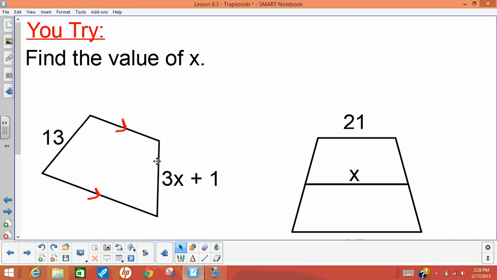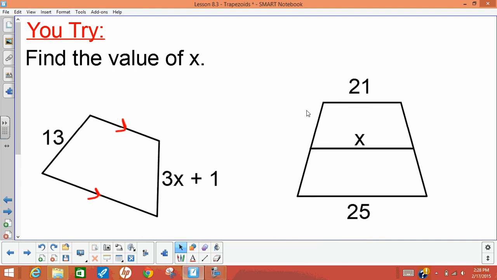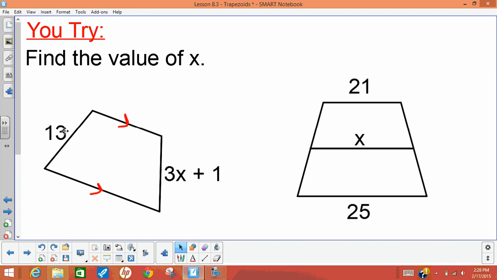So I want you to try each of these. I should tell you that in this first one, this is an isosceles trapezoid, so those two legs are congruent. And over here, the segment labeled X is a midsegment. So in each of them, I want you to find the value of X.